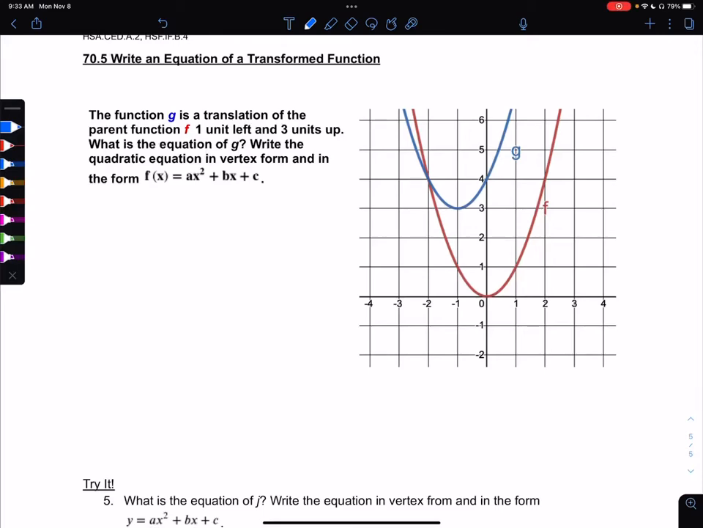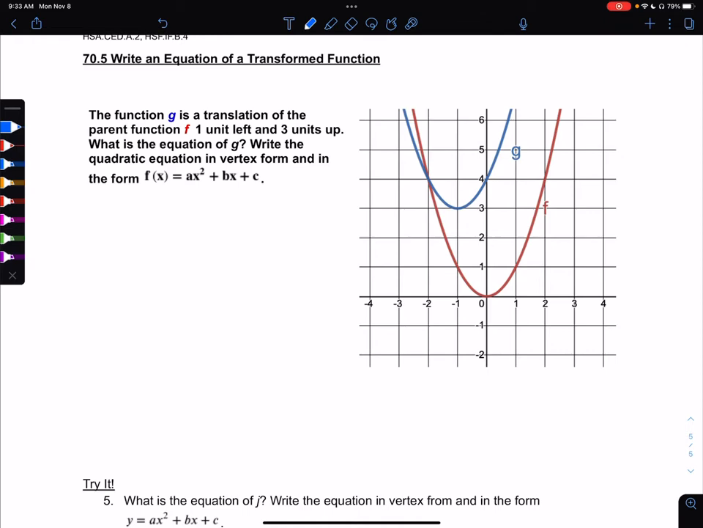Here we're going to look at topic 70, example 5: write an equation of a transformed function. They're telling us the function g is a translation of the parent function f, 1 unit left and 3 units up. What is the equation of g? Write the quadratic function in vertex form and in the form f of x is equal to ax squared plus bx plus c. All right, so this one's pretty straightforward.